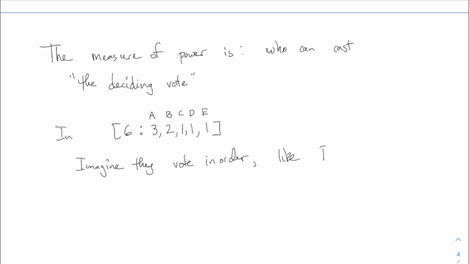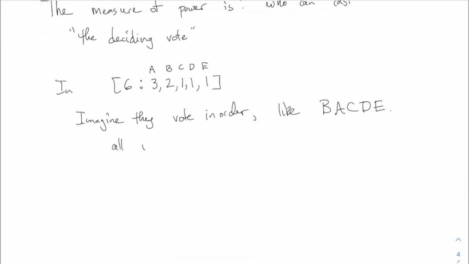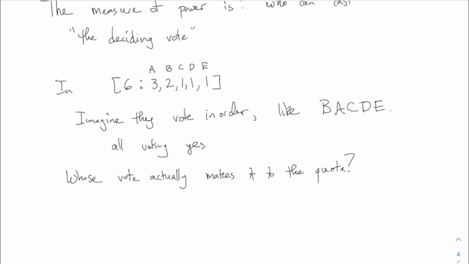Like, for example, in this case, I'm just making this up, B, A, C, D, E. All right? Let's imagine that they're voting in this order, and let's just imagine also that they're all voting yes. And then the question is, whose vote actually makes it to the quota? That's the person who is sort of casting the deciding vote.